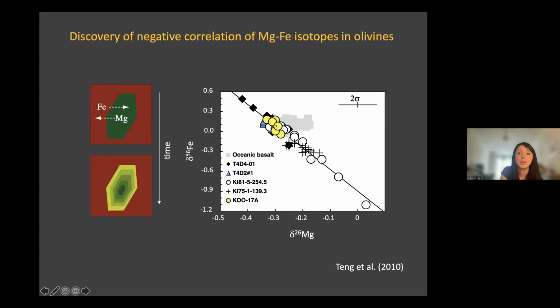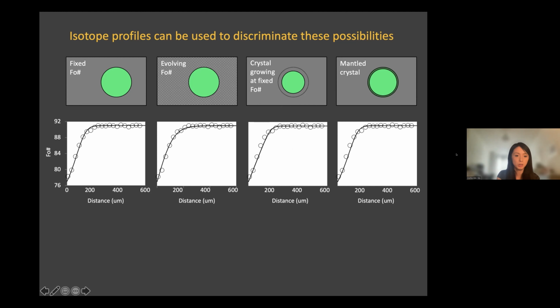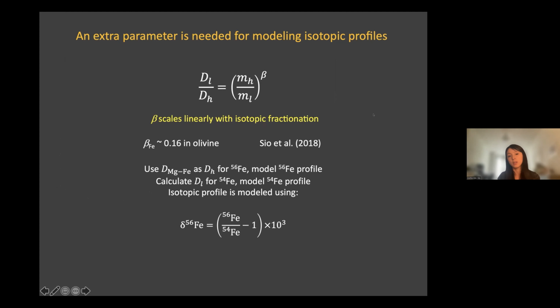So now going back to this question of what is the right model to use to model this crystal. Now we can see how isotopes can help us, now that we know that isotopes are very sensitive to diffusive processes. So to model the isotope profile, we need an extra parameter, which is beta in this equation. It describes how fast the light isotopes diffuse relative to the heavy isotope. So this is the ratio of the D's, the diffusion coefficients, on the left side. And that ratio is related to the inverse masses raised to the beta exponent. And it's important to use the right beta because beta has a big effect on the resulting fractionation from your model, as beta scales linearly with isotope fractionation.